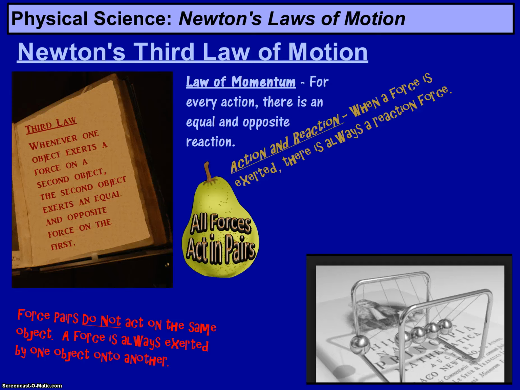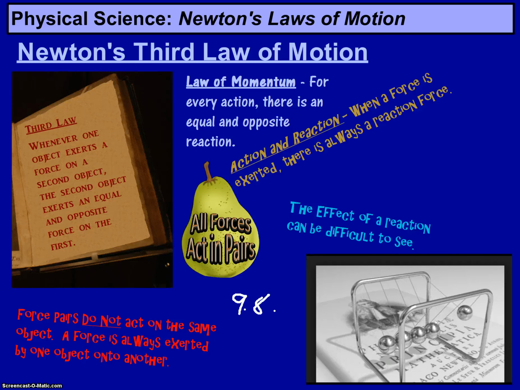Okay, another thing that I'd like to mention about these action-reaction pairs is that the effect of the reaction is kind of difficult to see. Now, you know already that the acceleration of the planet Earth, or anything falling to Earth, is 9.8 meters per second squared. So you know that anything that falls to Earth is going to fall at that particular acceleration.